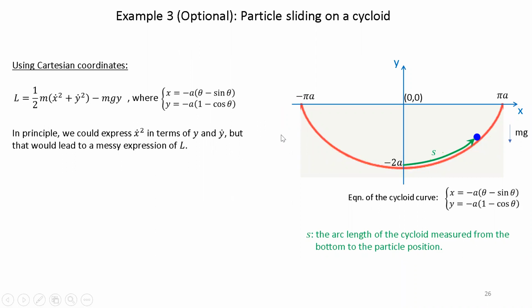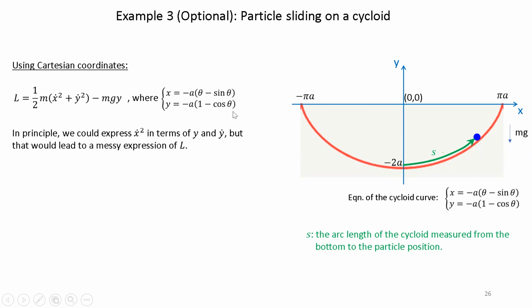Lagrangian. This is again just a 2-dimensional problem. If I take the kinetic energy and potential energy, this is what I have. But again, this is a problem with a constraint, because this particle is just sliding along this curve here. So x and y have to satisfy this relation over here. This is the equation of the cycloid.